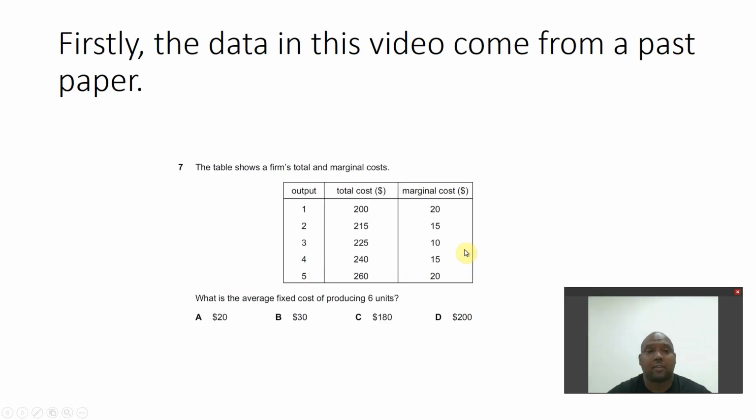All right, so firstly, the data in this video come from a past paper that I found where it shows an individual firm's total cost. I would call that private cost for the rest of the time being because I'm the individual. I'm one firm, so it's my private cost.